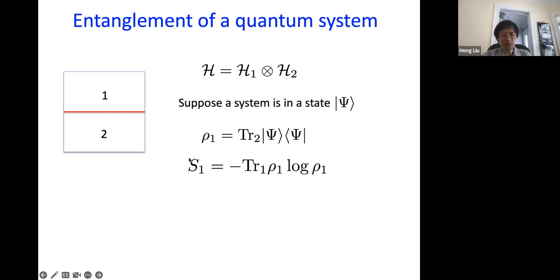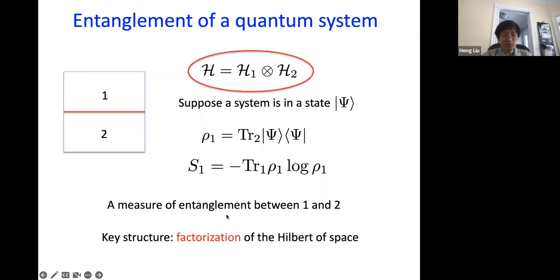So this rho 1 contains lots of information about, say, quantum correlations between 1 and 2, and entanglement, et cetera. For example, one of the most commonly used measures of entanglement is the von Neumann entropy for this rho 1. So this gives a measure for the entanglement between system 1 and 2. In fact, if you have a pure state, this entanglement entropy essentially captures all the entanglement information between 1 and 2.